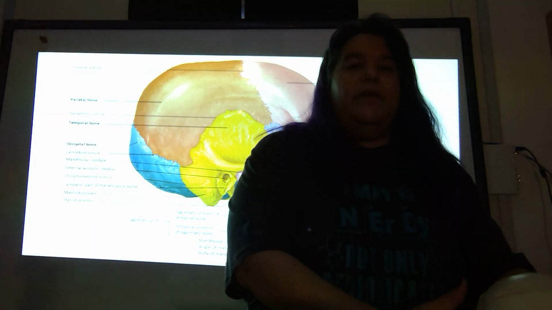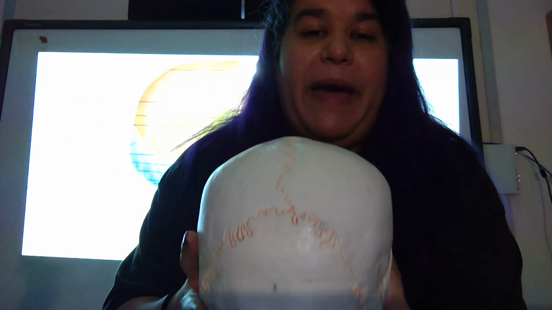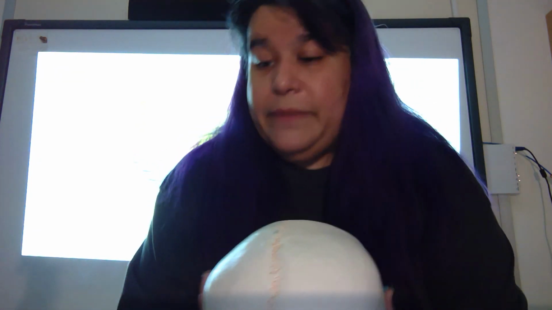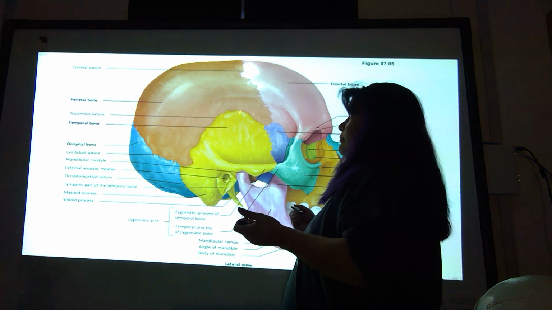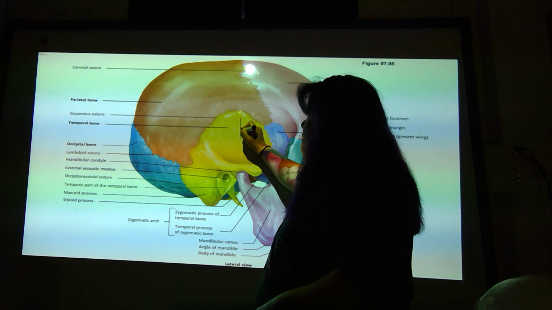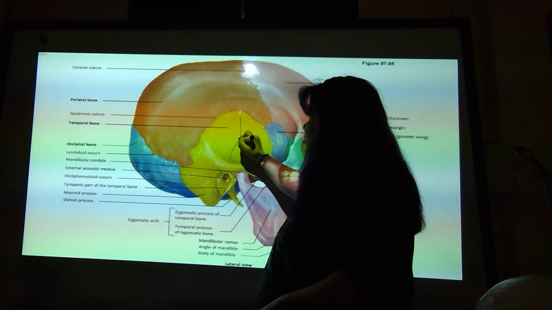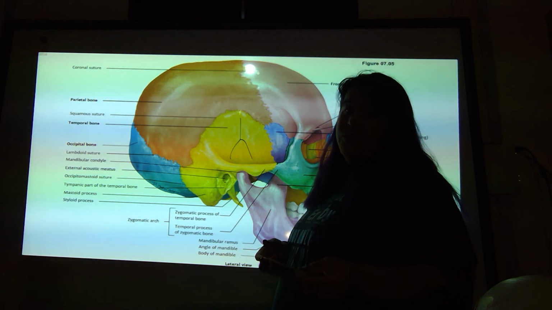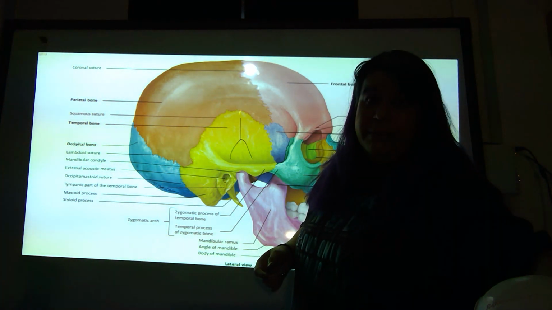Okay? So if you look at it from the back, do you see that shape, that kind of upside down Y? That upside down Y can be described as being a lambda in Greek lettering. So lambda kind of looks like that. So they call it the Lambdoid Suture because it looks like a lambda.